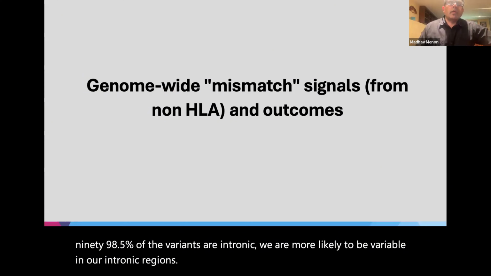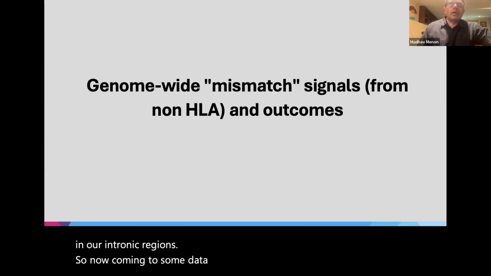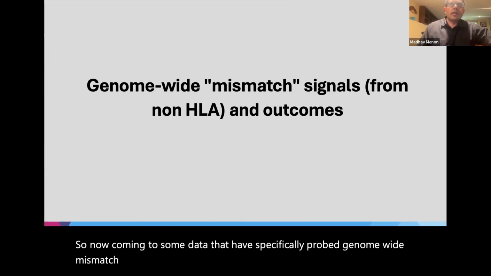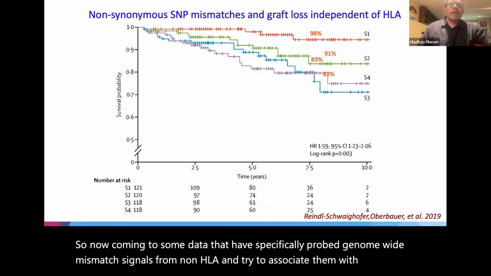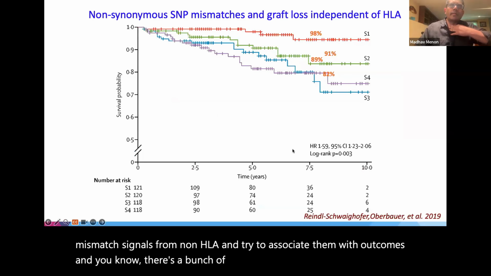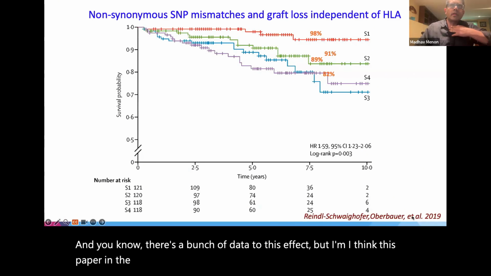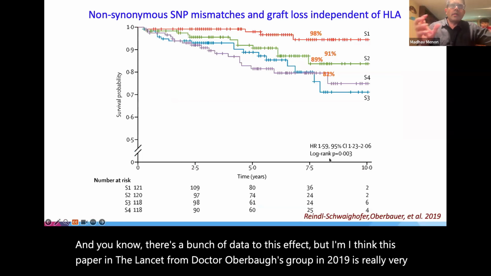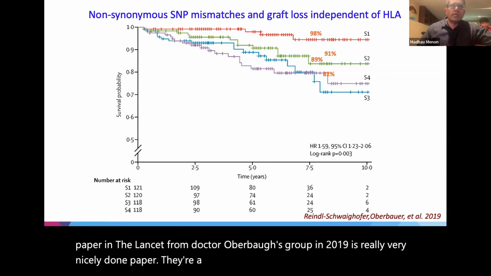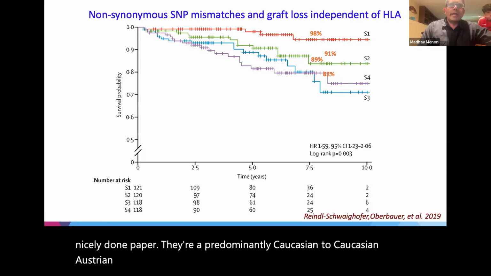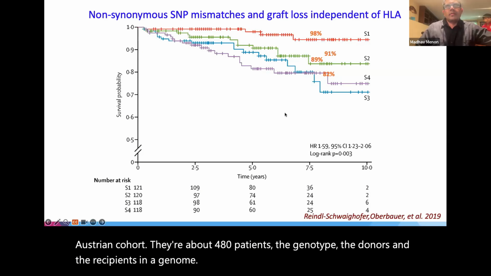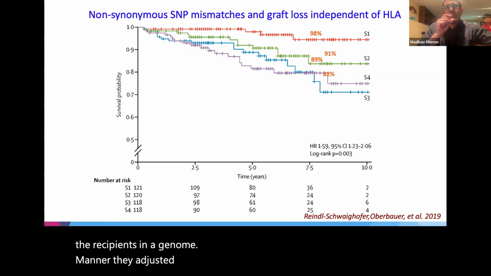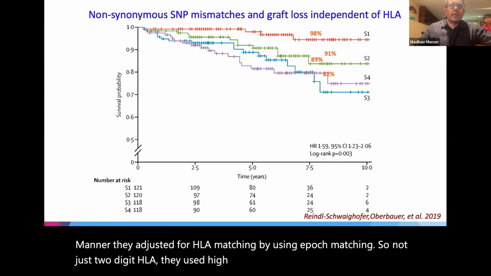So now coming to some data that have specifically probed genome-wide mismatch signals from non-HLA and tried to associate them with outcomes. There's a bunch of data to this effect, but I think this paper in the Lancet from Dr. Oberbauer's group in 2019 is a very nicely done paper. It's a predominantly Caucasian to Caucasian Austrian cohort. There are about 480 patients. They genotyped the donors and the recipients in a genome-wide manner. They adjusted for HLA matching by using eplet matching, so not just two-digit HLA. They used high-resolution genotyping and eplet matching.